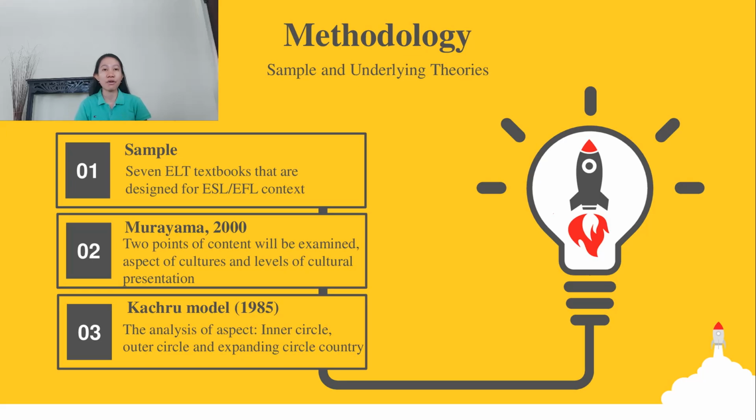The methodology of this study is qualitative, and the sample is 7 ELT textbooks designed for ESL or EFL contexts. The two points examined in this study are based on Murayama in 2000: aspects of culture and level of cultural representation. The study also uses cultural models, which are inner circle, outer circle, and expanding circle country culture, to differentiate cultural representation in the textbooks.